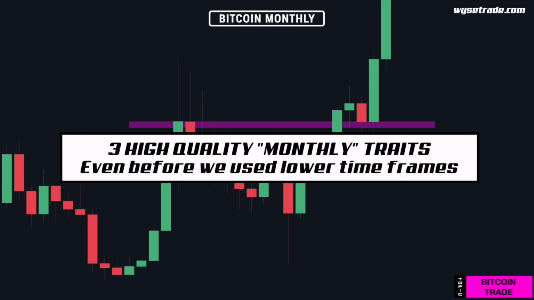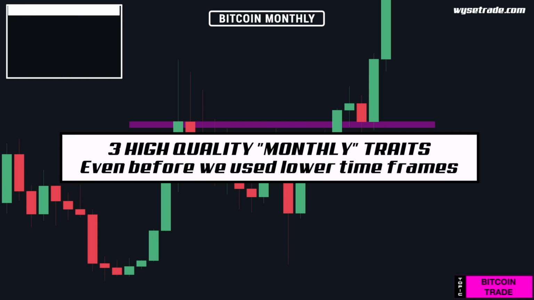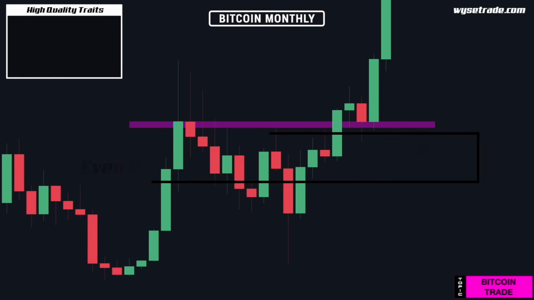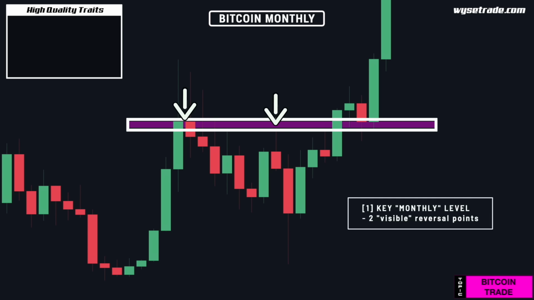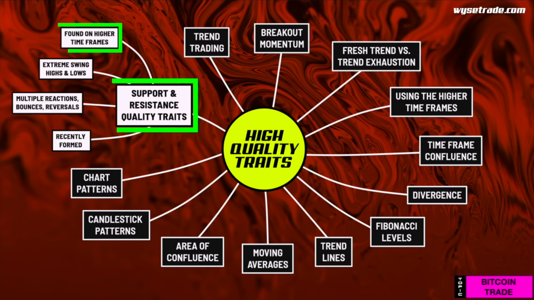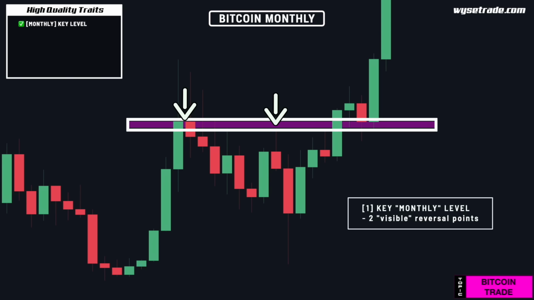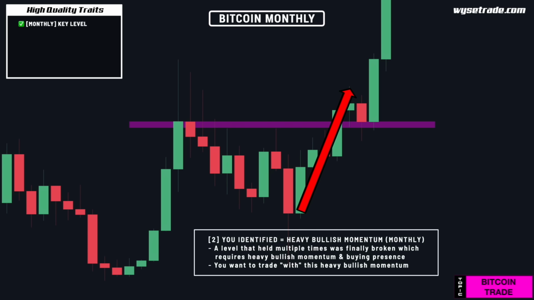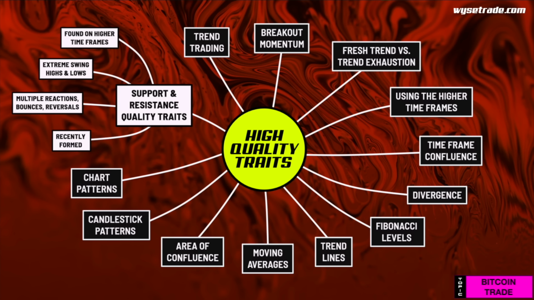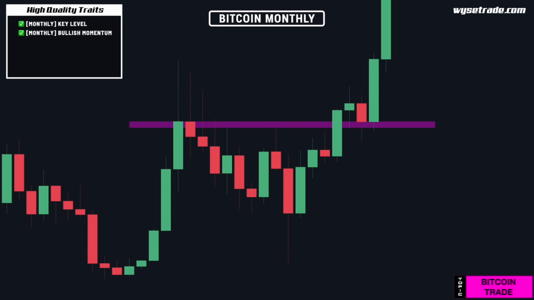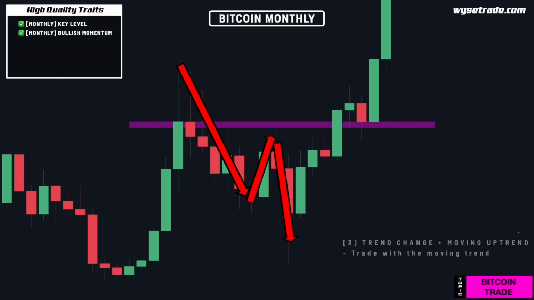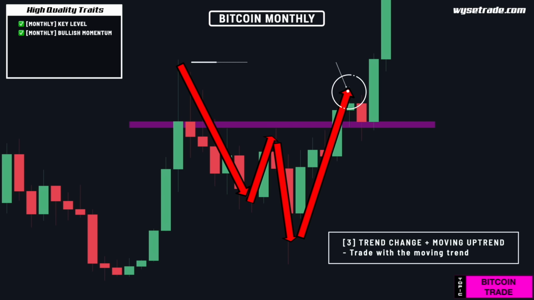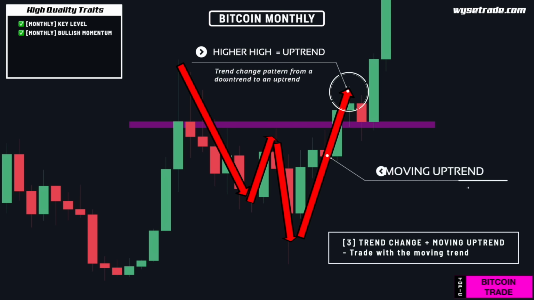So there were 3 high-quality traits that gave us our clear bullish directional bias, even before we brought in other timeframes. First, your key monthly resistance level turned to support. Price then broke through this very key monthly resistance level that held 2 times. Next, price was in a clear downtrend before price made a higher high, which shows a clear trend change pattern and a clear moving uptrend.